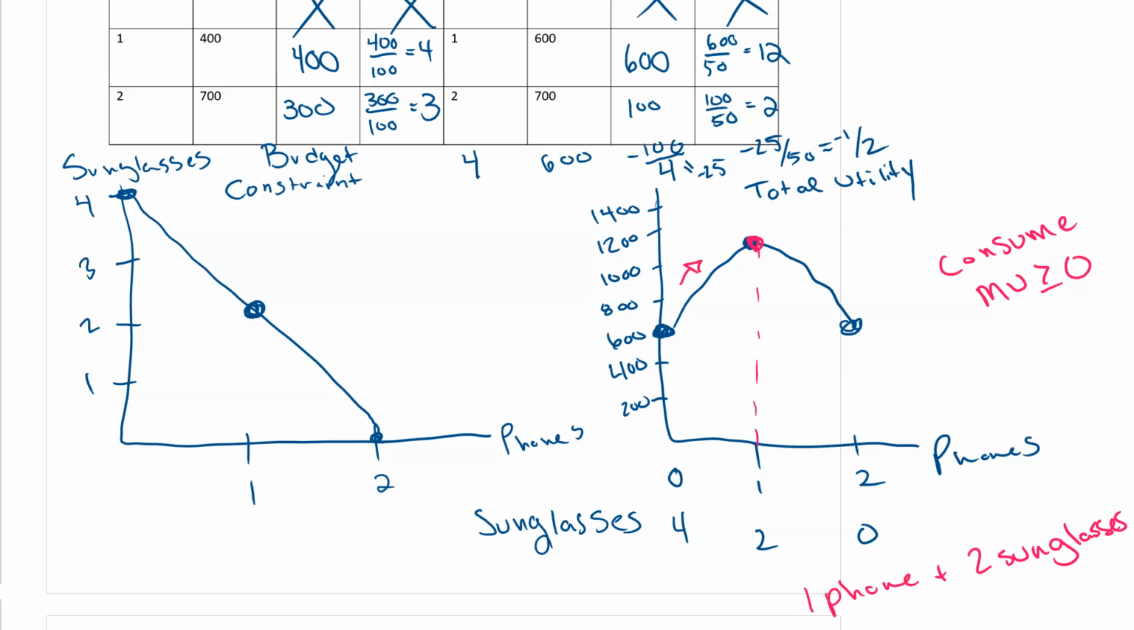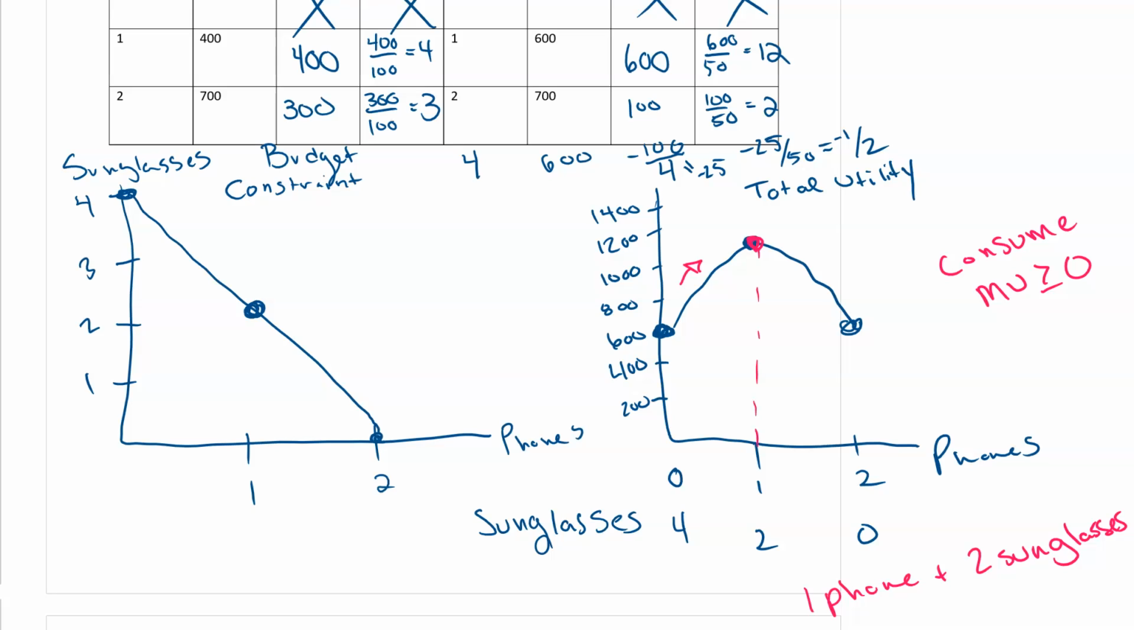So I'm gonna back up and explain what's going on here one more time. In the left-hand graph, we have the budget constraint, which shows us the combinations we can buy based on the amount of money we have. If we buy 4 sunglasses, we can't buy any phones because we're spending all our money. If we buy 1 phone, we can buy 2 sunglasses, and that would be spending all our money. And if we buy 2 phones, we can buy no sunglasses because the 2 phones cost all our money.